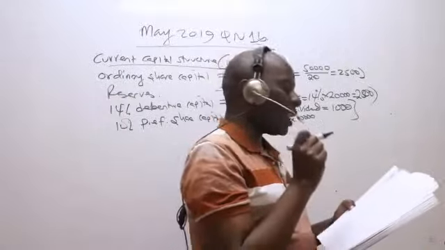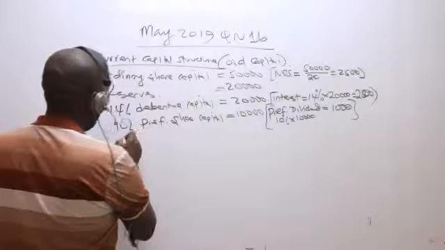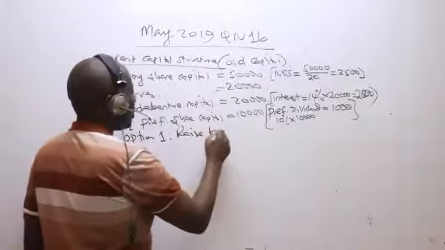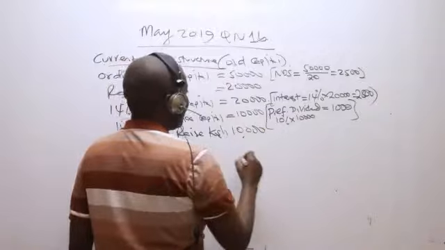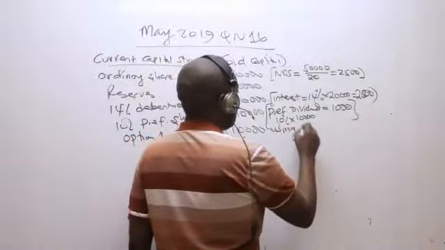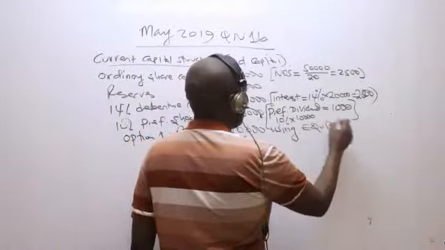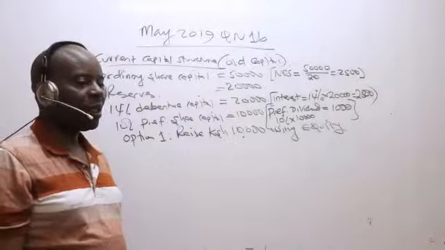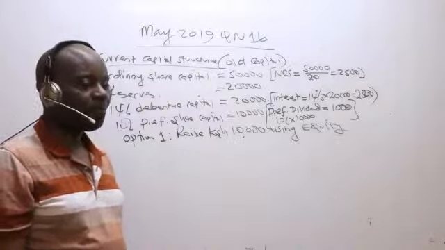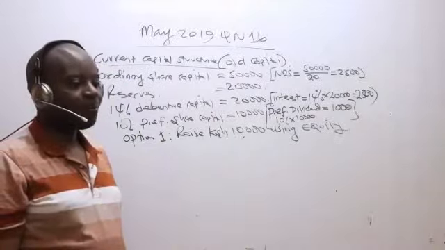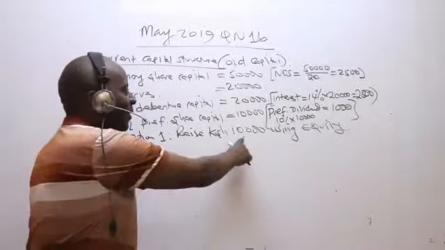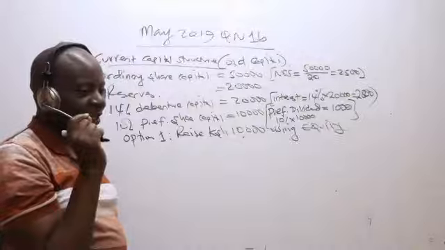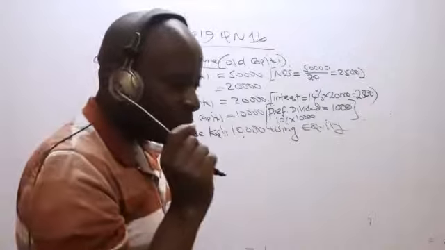And how do we raise these 10 million Kenya shillings? We have option one. Raise Kenya shillings 10,000 using equity alone. So you are raising Kenya shillings 10,000 using equity. I'm saying 10,000 because every figure here is in thousands, so that I don't confuse.